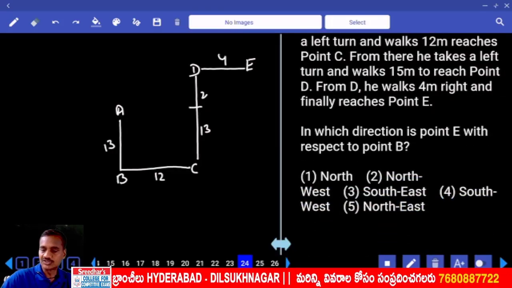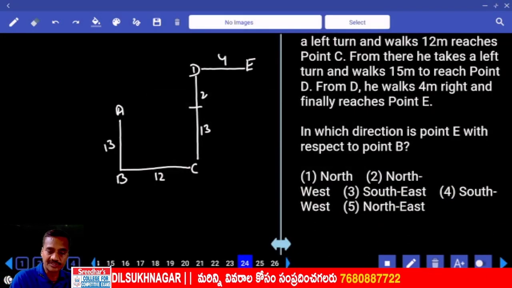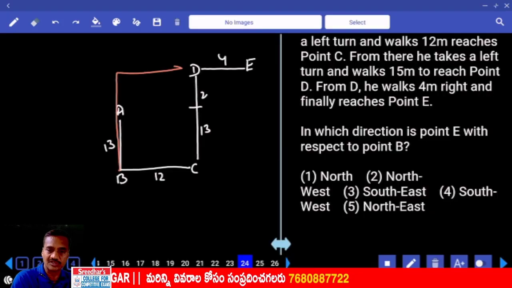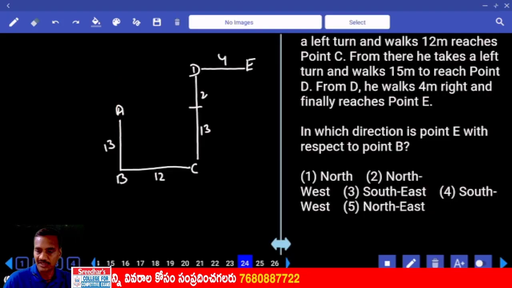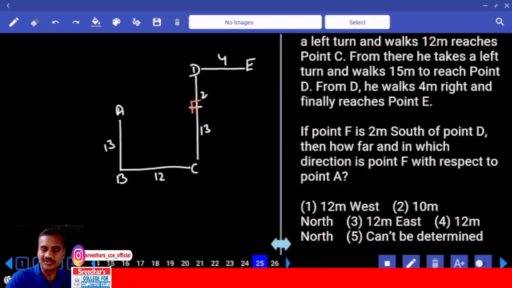Then, in which direction is E with respect to B? Now, E with respect to B: in order to reach E from B, north and east, so northeast. And northeast is given in the choices. And if F is 2 meters to the south of D, F will be here. Then, how far and in which direction is F with respect to E?